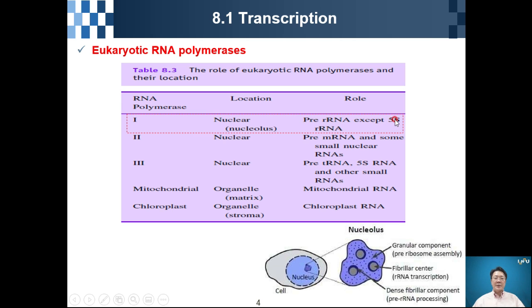And also there is RNA polymerase 2. RNA polymerase 2 is located within the nucleus, not especially in the nucleolus. Its main function is to transcribe pre-mRNA, and sometimes some small nuclear RNAs. But mainly, RNA polymerase 2 transcribes pre-mRNA.